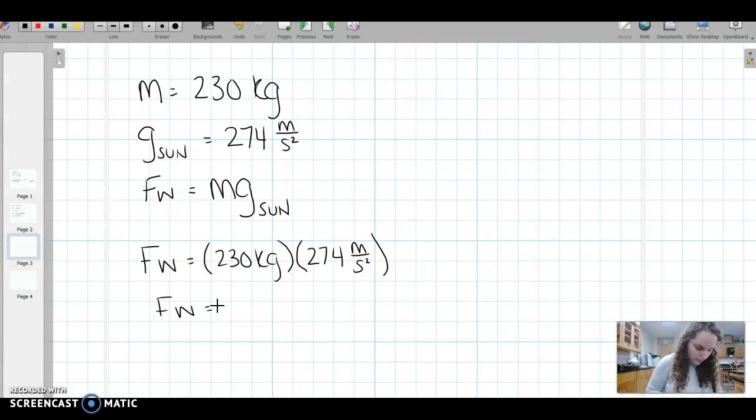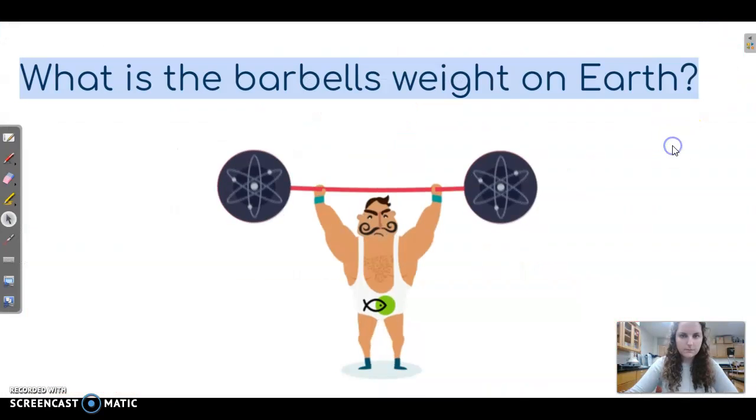So 230 times 274, we get 63,020. What are my units here? Well, it's a force, so we measure it in newtons. All right, so let's look at the next one.